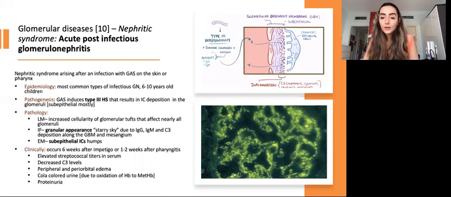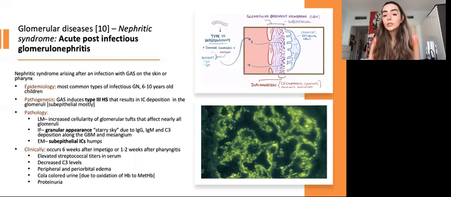The pathogenesis of this is that nephritogenic streptococci induce a type 3 hypersensitivity reaction, and this causes immune complex deposition in the glomeruli, mostly subepithelial, and this causes inflammation to occur and damages the podocytes. This damage to the podocytes causes larger molecules to filter through, such as red blood cells, causing hematuria, and proteins, causing proteinuria. The immune complexes also activate the alternative complement pathway, and this causes even bigger damage.